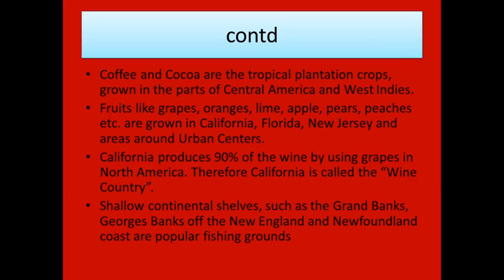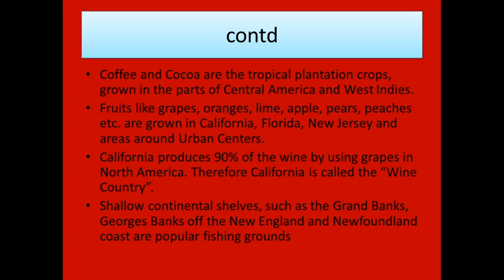Let me continue. Coffee and cocoa are the tropical plantation crops grown in parts of Central America and West Indies. Fruits like grapes, oranges, lime, apple, pears, peaches, etc. are grown in California, Florida, New Jersey and areas around urban centers.